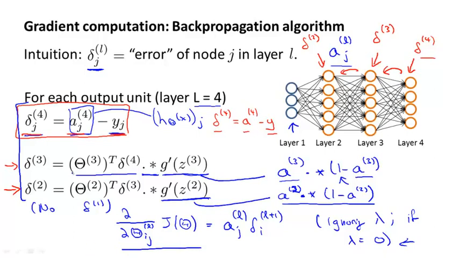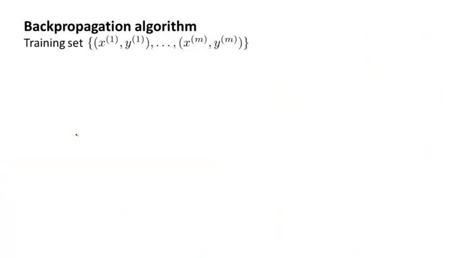So this is a lot of detail. Let's put everything together to talk about how to implement backpropagation to compute derivatives with respect to your parameters, for the case of a large training set, not just a training set of one example. Suppose we have a training set of m examples like that shown here.